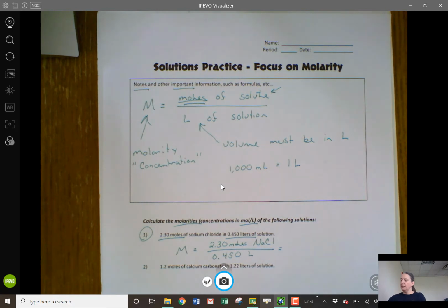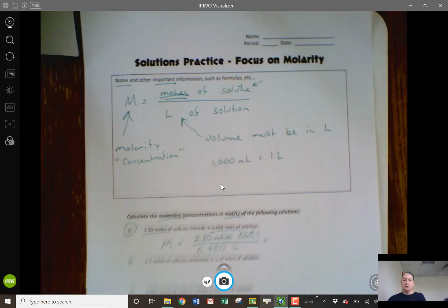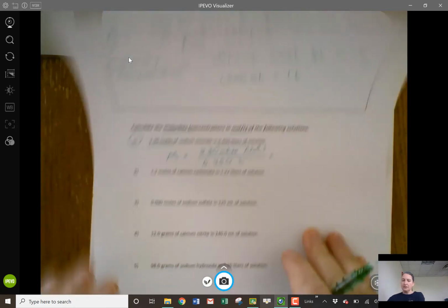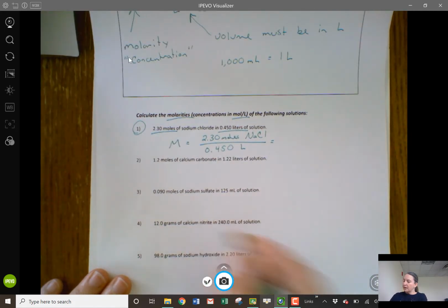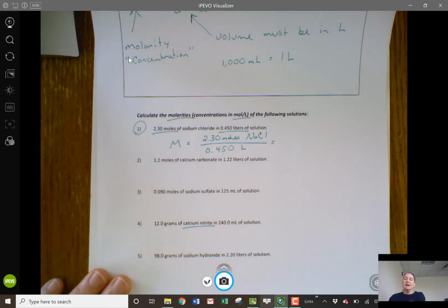We're going to go ahead and take a look at number 4. So I'm going to move this up a little bit to number 4. All right, so for number 4, we have 12 grams of calcium nitrate.